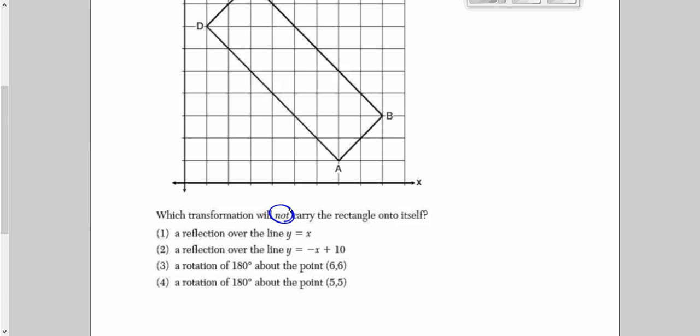"Carry it onto itself." That's another phrase for map onto itself. So does it matter? Does it have to be completely onto itself? Yes, exactly.